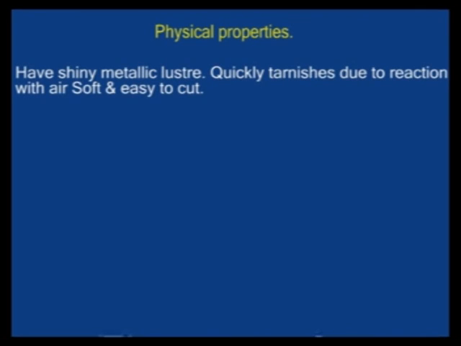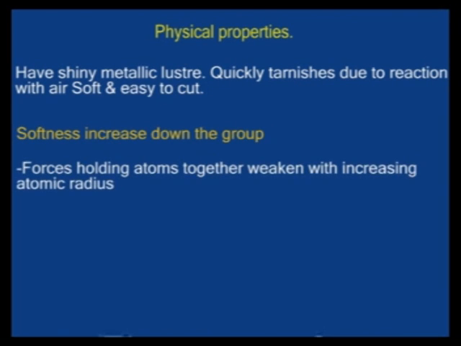Now let us turn and look at the physical properties. When freshly cut, the alkali metals have a shiny metallic luster which quickly tarnishes due to reaction with air, which forms a layer of oxide on the surface of the metal. The metals are soft and easy to cut, and this softness increases down the group. Why? Because as the atomic radius increases, the strength of the forces holding the atoms together decreases.